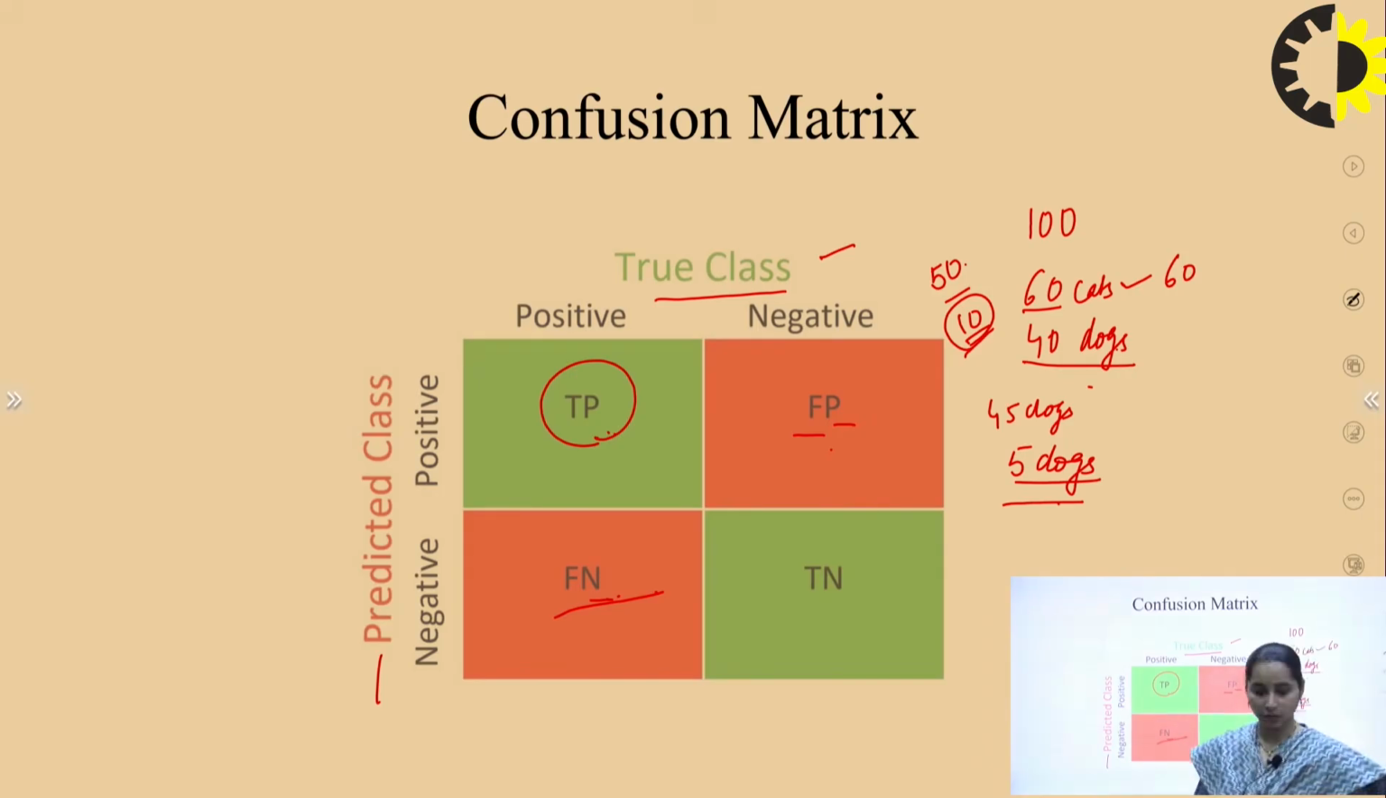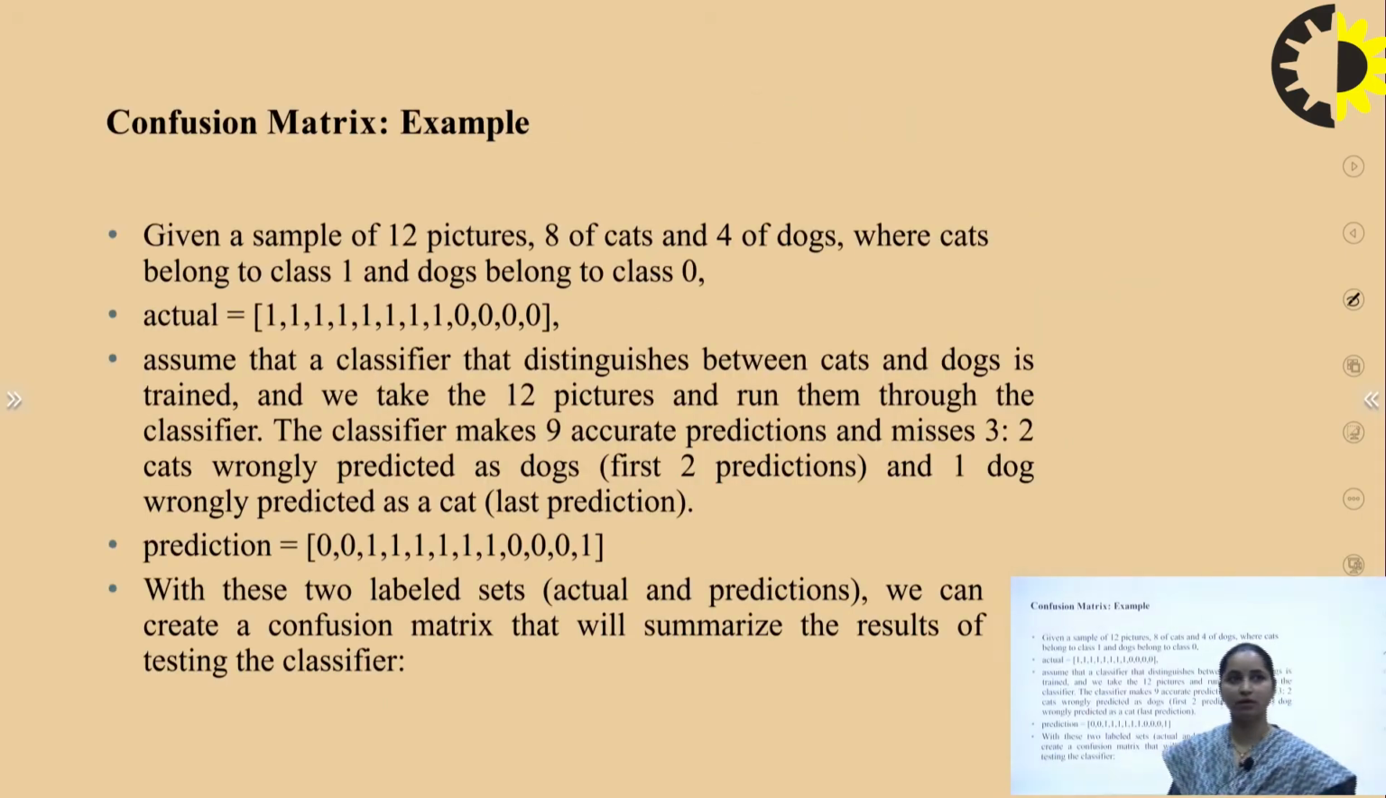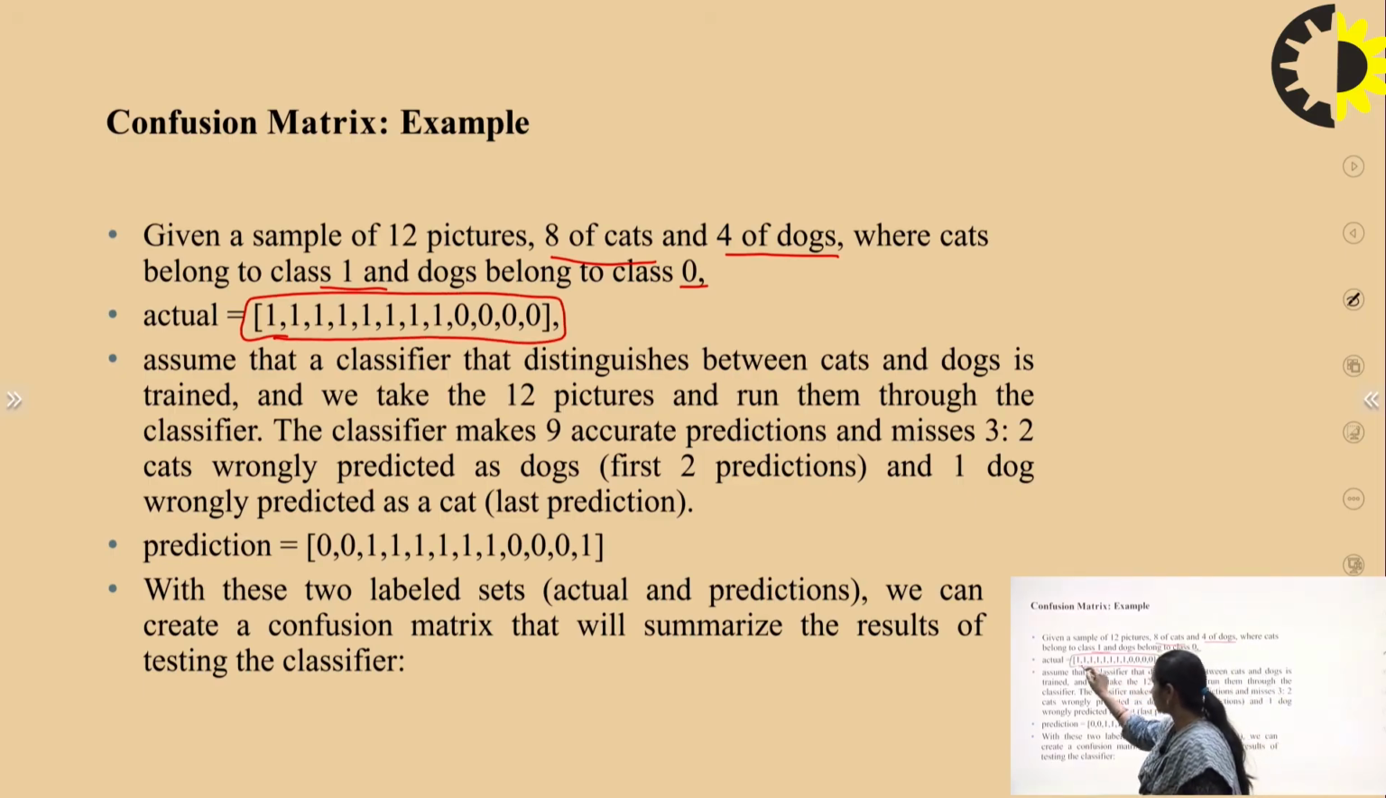We will also consider one example. Let's suppose there is a given sample of 12 pictures: 8 of cats and 4 of dogs, where cat belongs to class 1 and dog belongs to class 0. We have classified them as 0 and 1. So this is the actual data.